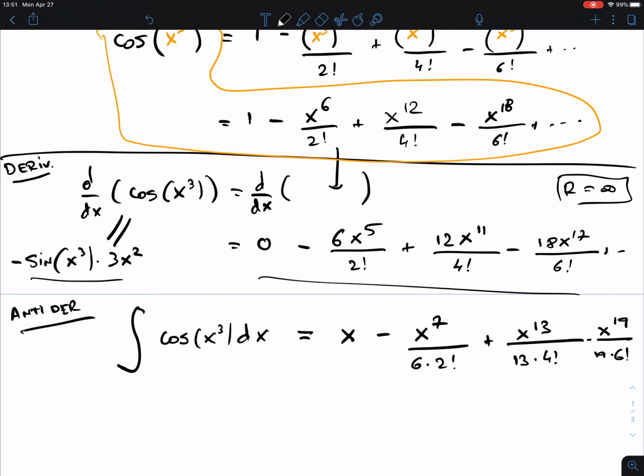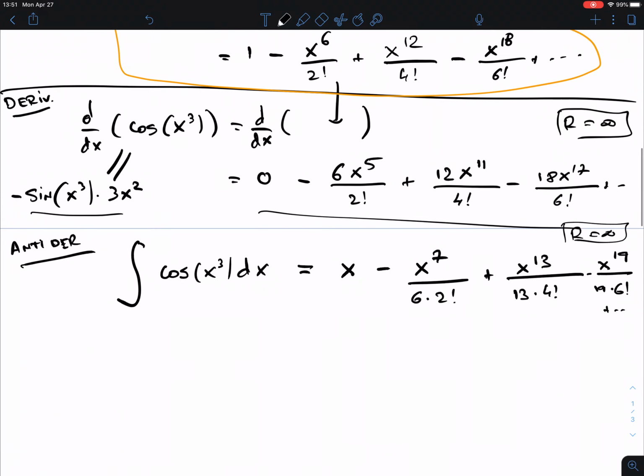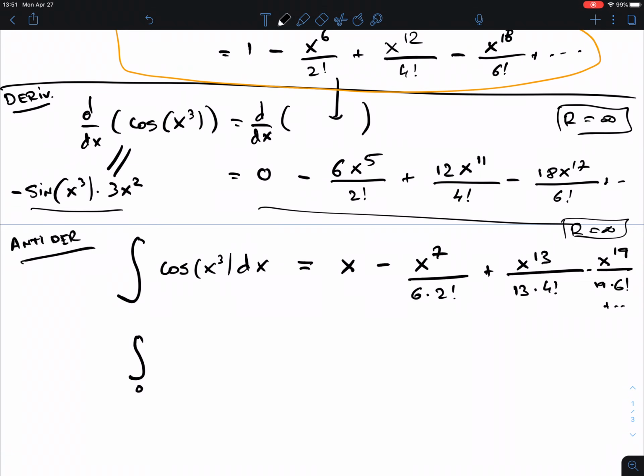Plus dot, dot, dot, of course. And again, the radius of convergence does not change. And this is, as I said, more interesting because we don't know how this thing would look. And so, for instance, if this is an antiderivative, I could now also consider, for instance, a definite integral.